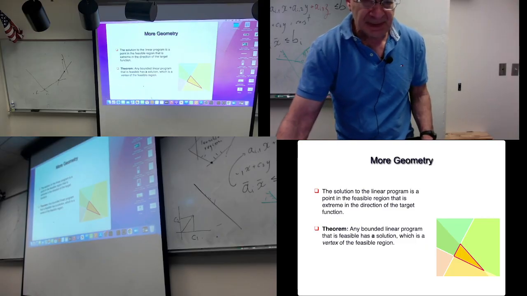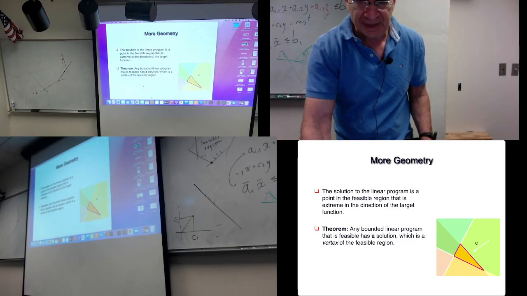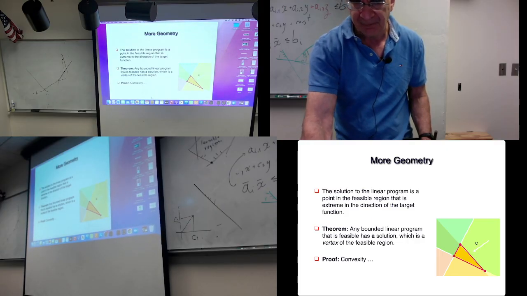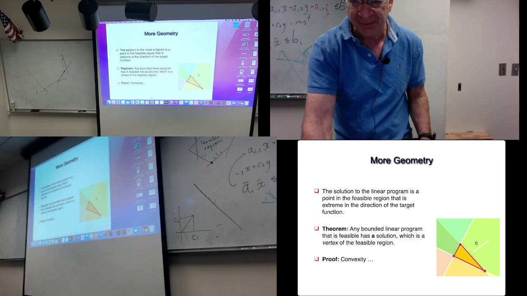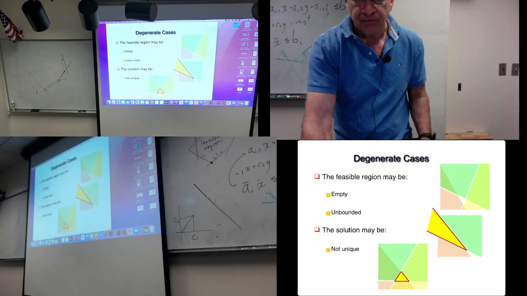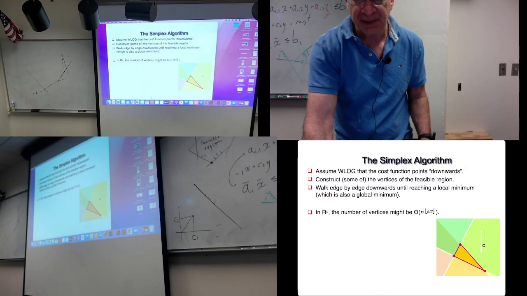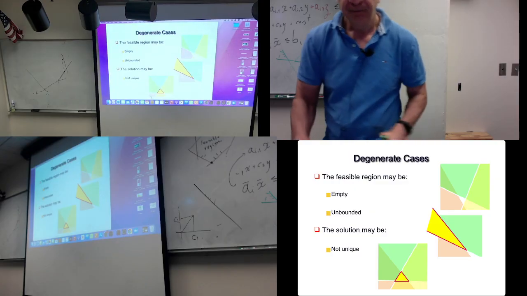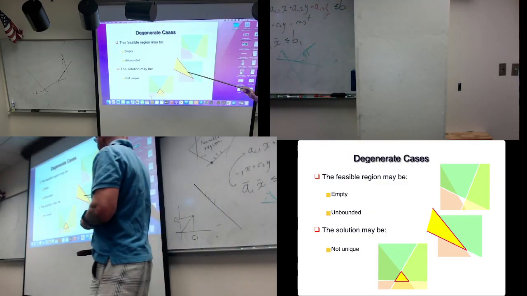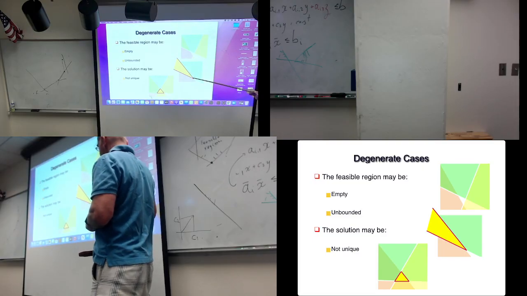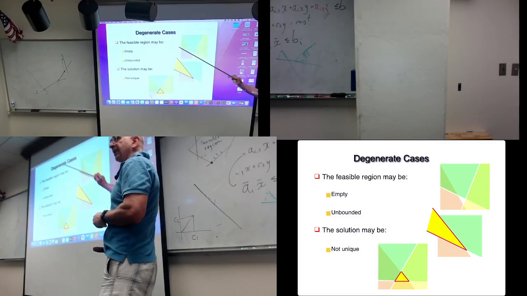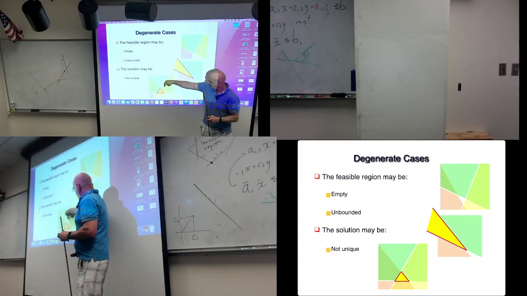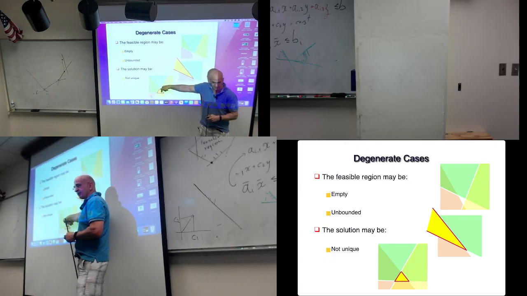Now, I'm not claiming that the solution will always be a vertex. It could be, as we said, that the feasible region is empty. It could be unbounded. Here, if I'm looking for the minimum, I'll find this point. If I'm looking for the maximum, I'll find infinity. Or it could be that it's not unique. I'm looking for the lowermost point. That's my cost function. Just look for the minimized y value.